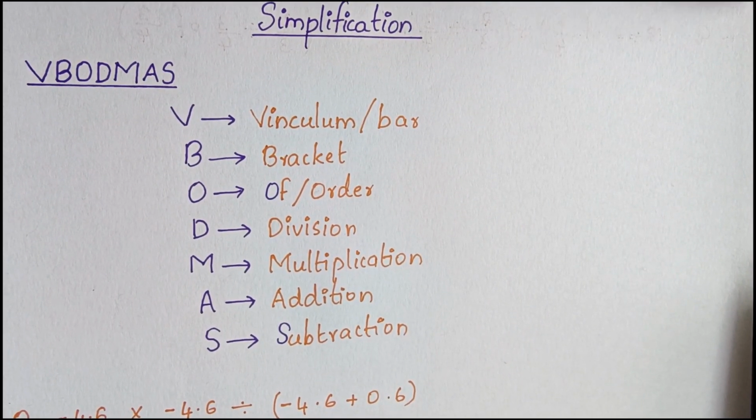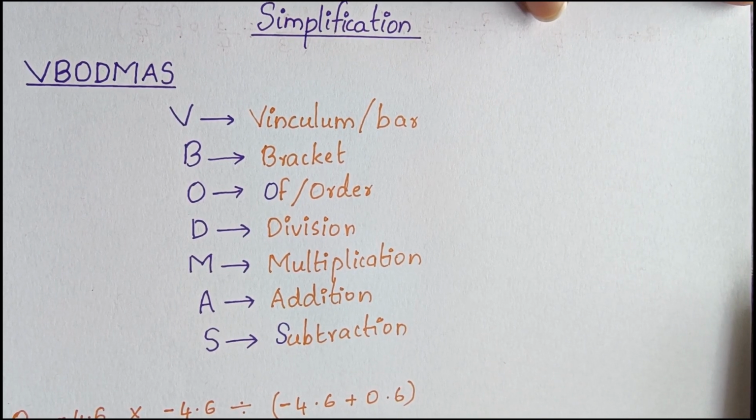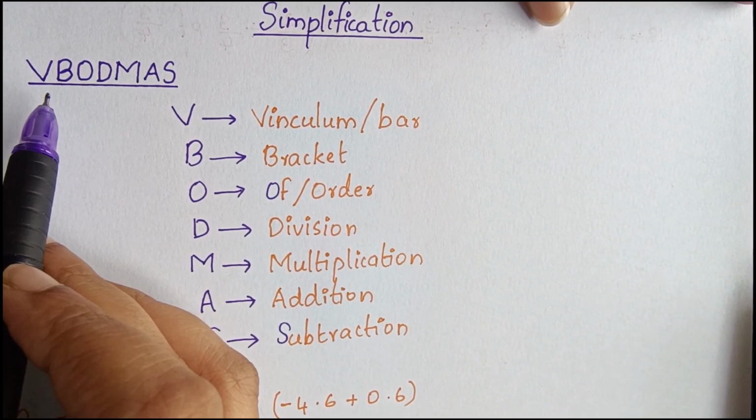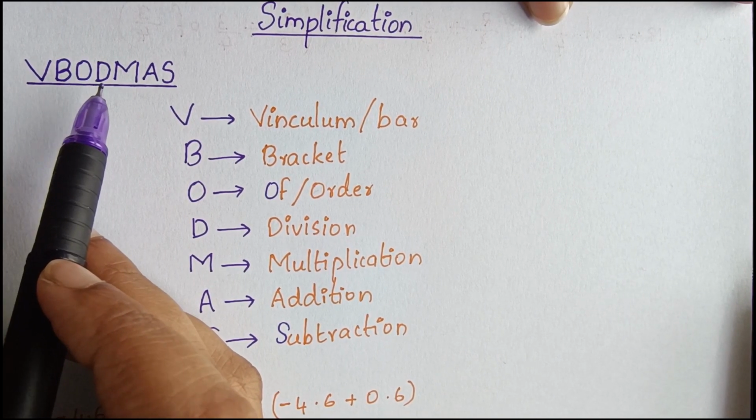So today we are going to discuss some simplification questions which are common for all exams. The basic rule we use for simplification is the VBODMAS rule. This indicates the order in which we should simplify the question.